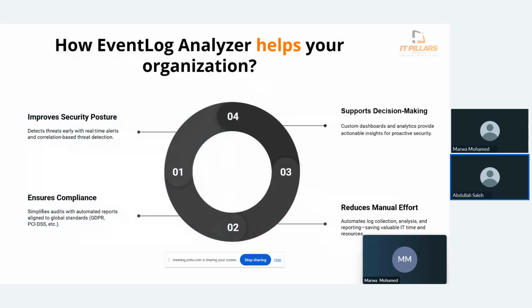We will talk about how EventLog Analyzer will help your organization. Here we have 4 main categories. Start with ensuring that your organization is compliant. How? By giving you simplified reports, which will help you generate those reports and give them to the auditor to pass the audit. Then the second point is to reduce manual effort by automating log collection, analysis, and reporting. So you will save the IT team's time as well as resources by not doing those things manually.